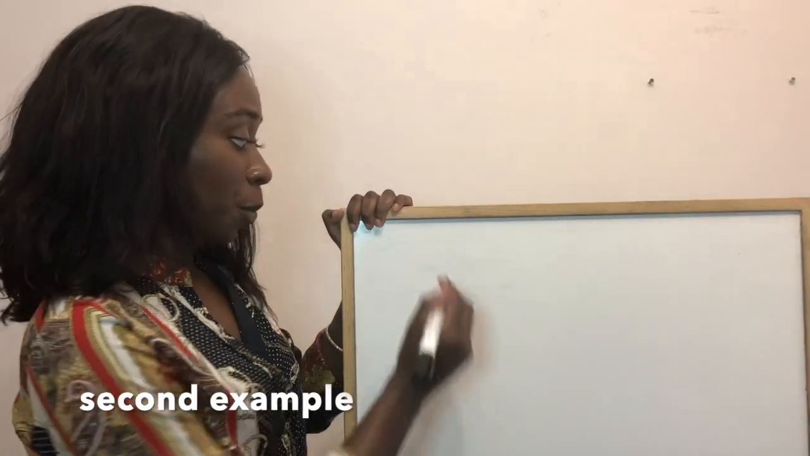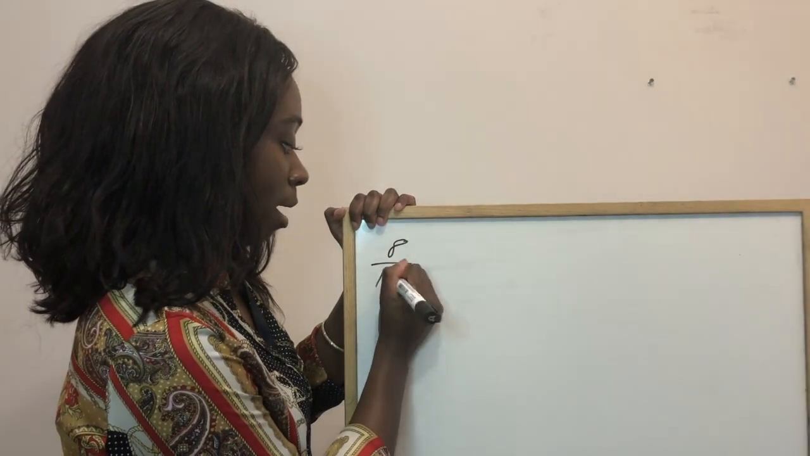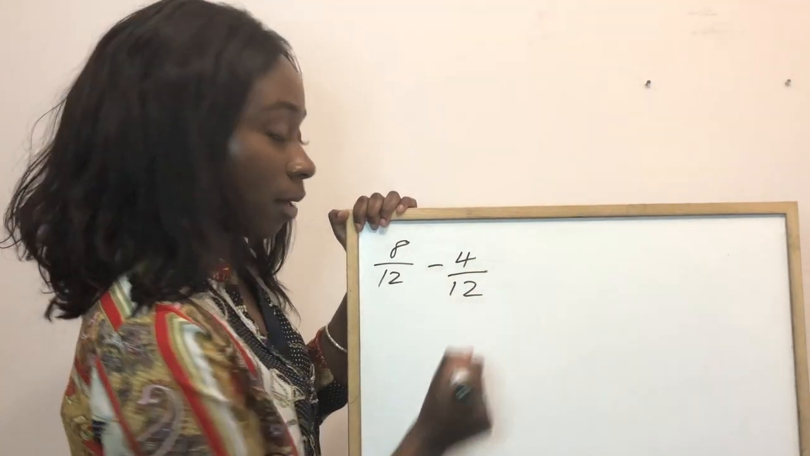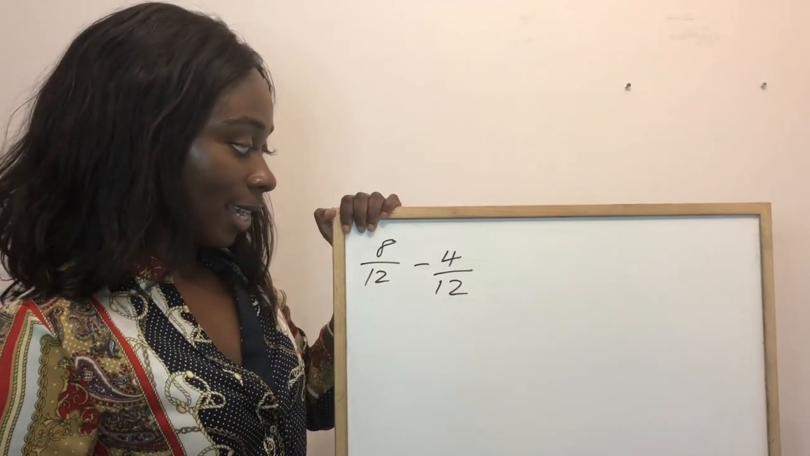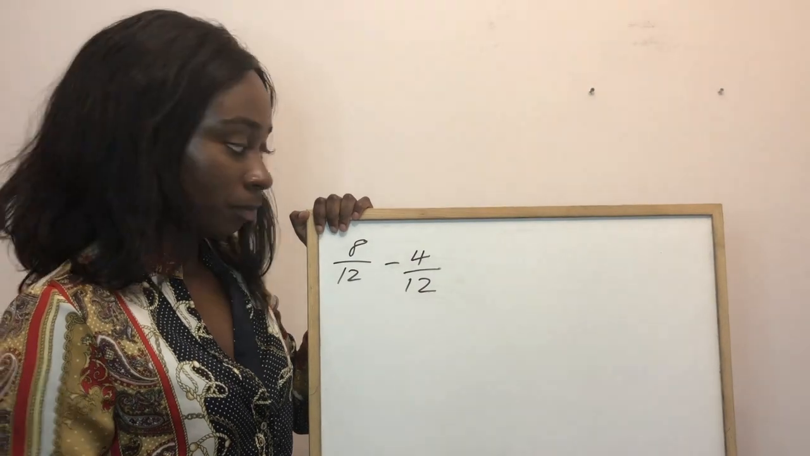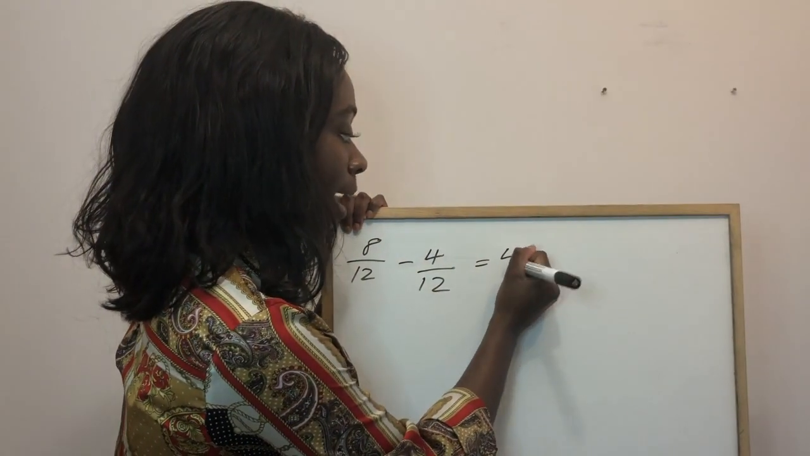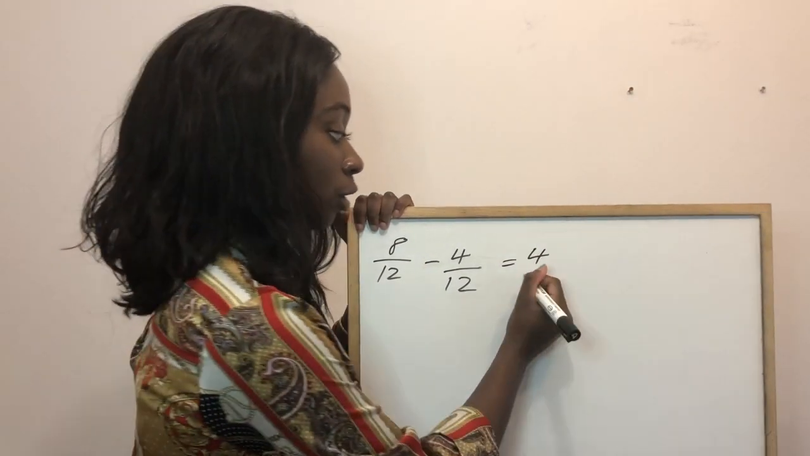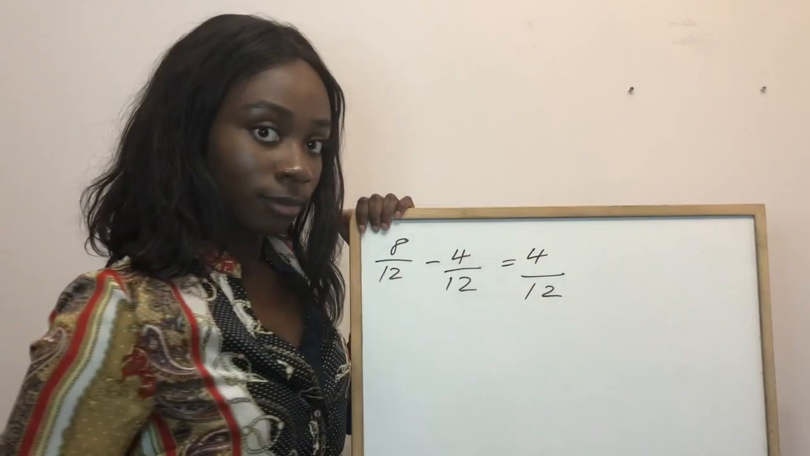So for our next example, we're going to have 8 over 12 minus 4 over 12. What you can see here is you need to just minus 4 from 8. And we know this is 4. So it equals 4. And subtraction is the same. You must keep the denominator the same, so it's over 12. Understood?